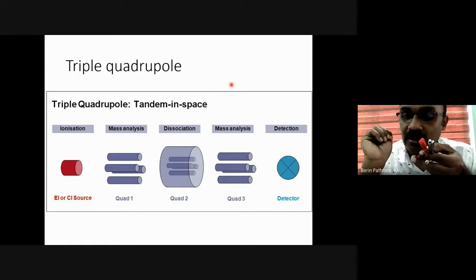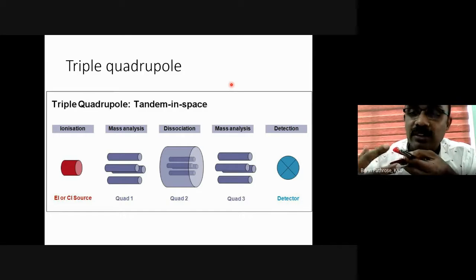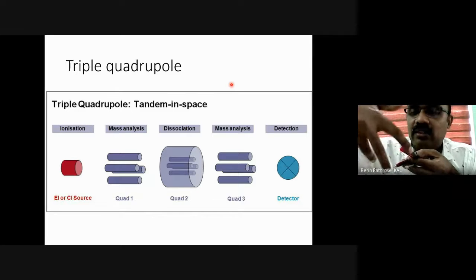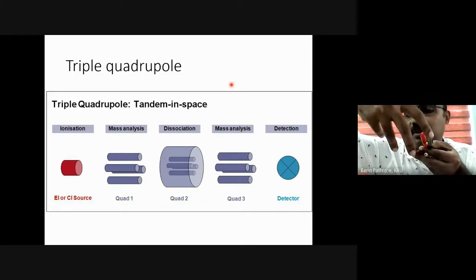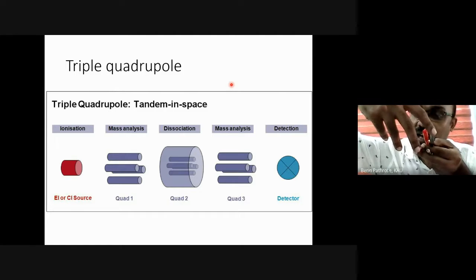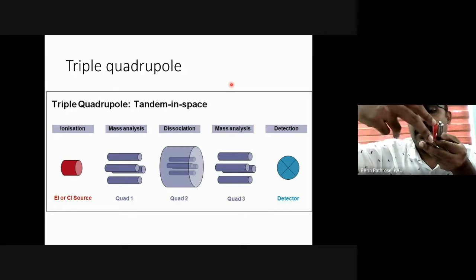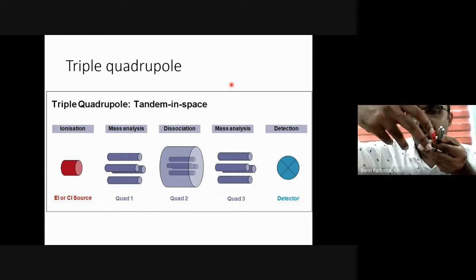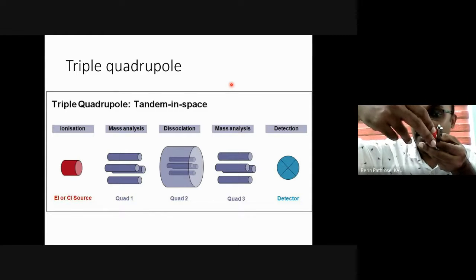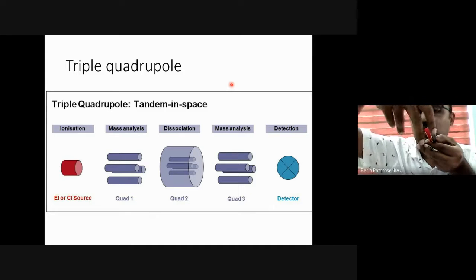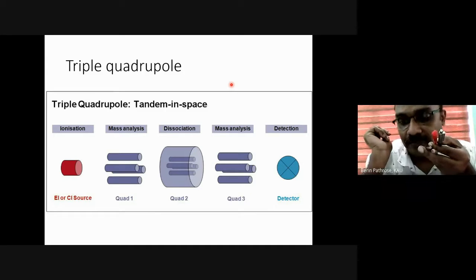So in this quadruple, the opposite rods, that means the two rods which are at 180 degrees opposite to each other, will be given AC charge at a time. If these are given AC charge, the other two will be given DC. In certain books, DC as well as radio frequency are treated as one and the same.